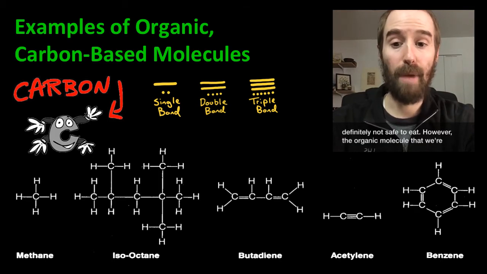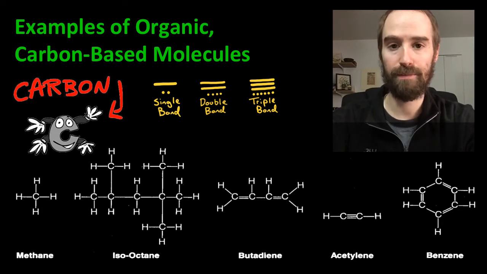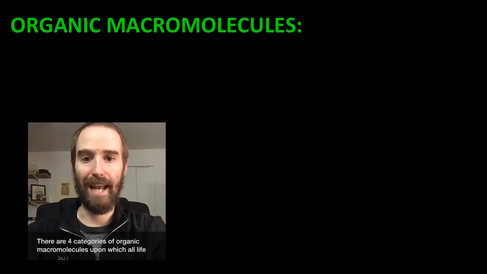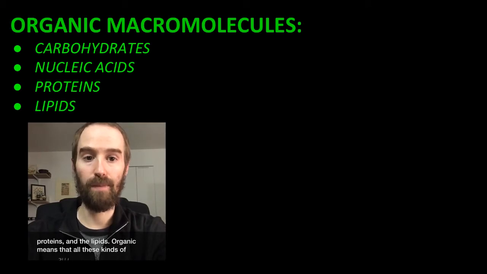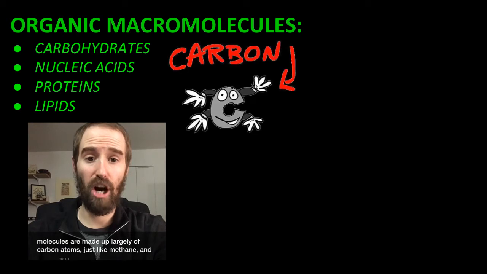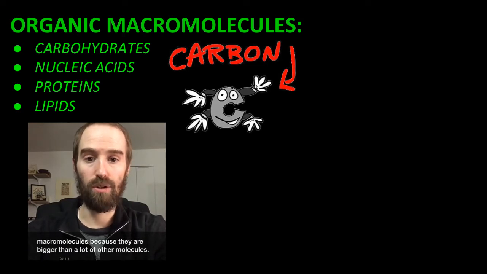However, the organic molecule that we're going to be talking about next is not only safe to eat, but is crucial for supporting life on Earth. There are 4 categories of organic macromolecules upon which all life depends, and these are the carbohydrates, the nucleic acids, the proteins, and the lipids. Organic means that all these kinds of molecules are made up largely of carbon atoms, just like methane and octane and benzene from the previous slide. And they are called macromolecules because they are bigger than a lot of other molecules.